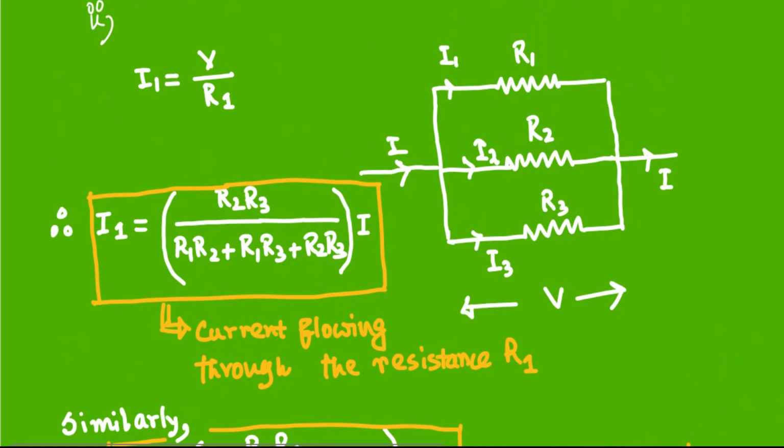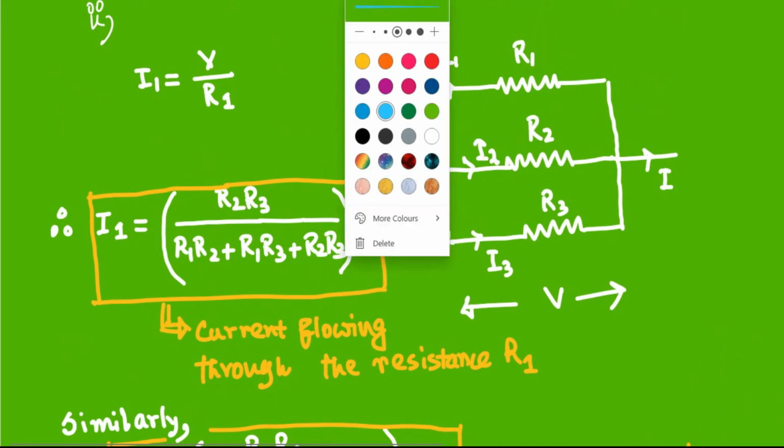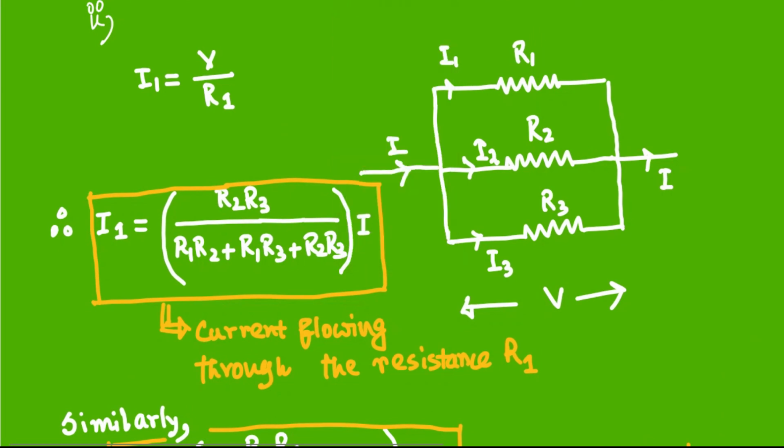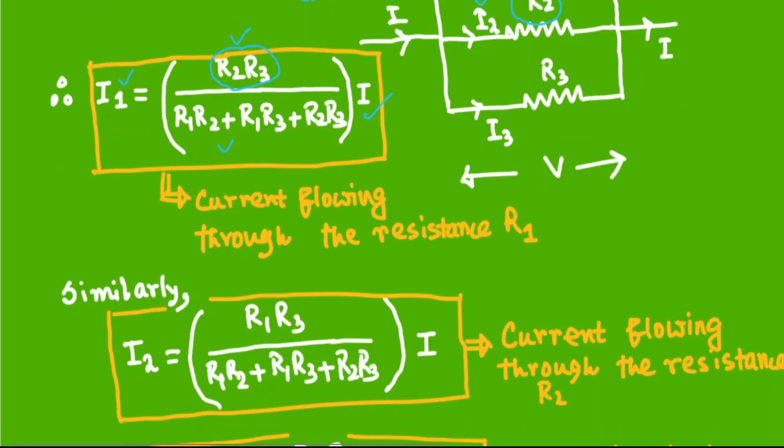For I1, that is current flowing through the resistance R1, we have to consider the current I1. In the numerator, we should have the product of the other two resistances, that is R2 R3, whole divided by R1 R2 plus R1 R3 plus R2 R3 into main current I. So I is the main current and I1 is expressed in terms of main current I. The important thing is that in the numerator we should have the product of the other two resistances.